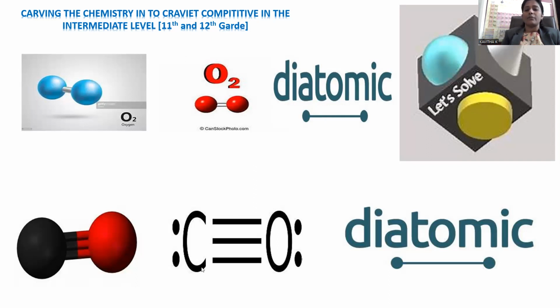Move on to carbon monoxide. If you see carbon monoxide, the carbon atom is shown in black color, and the red lobe indicates oxygen, and both are joined by a triple bond. Here one lone pair, another lone pair is shown in the Lewis dot structure. Carbon monoxide is heteroatomic in nature, and moreover, we have 2 atoms only. Hence, it is also a diatomic molecule.